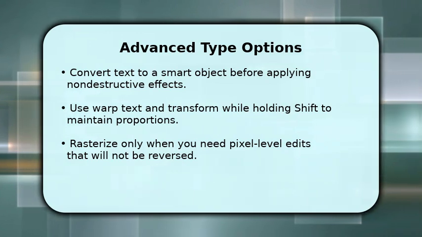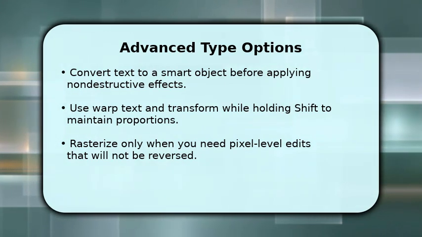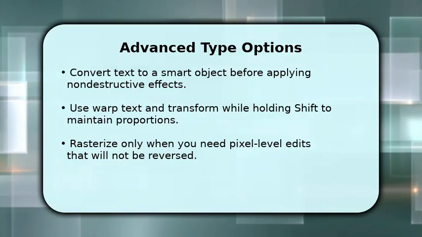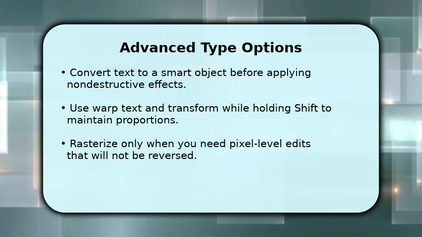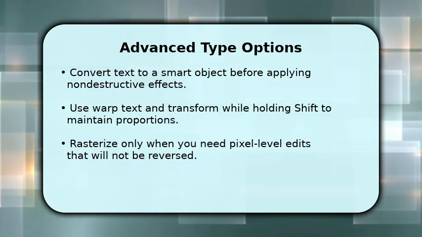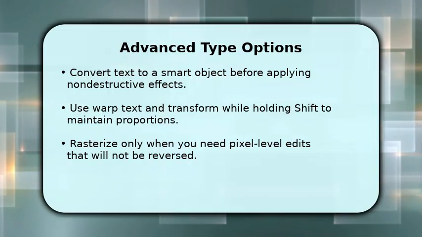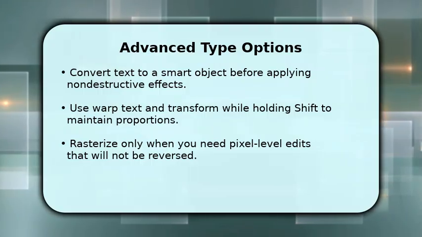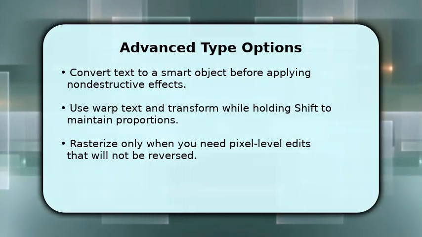Convert text to a smart object to apply filters without losing editability. Use warp text and transform with Shift held to keep proportions intact while adjusting layout. Rasterize as a last resort when you need pixel-level control that cannot be undone. Keep duplicate layers for backup so you can always return to the original editable text if needed.